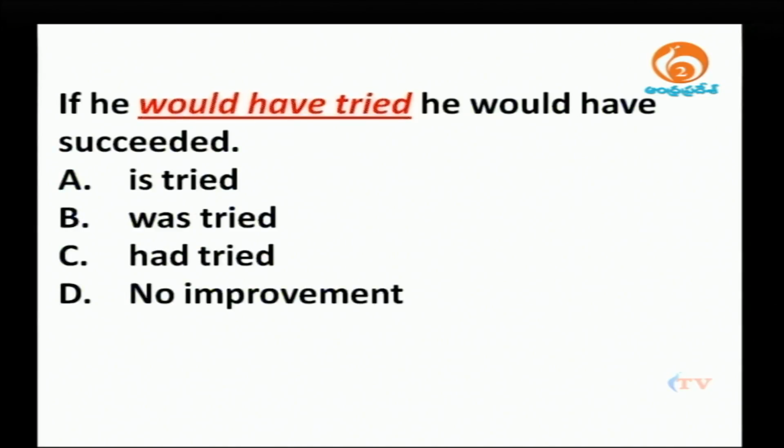If he would have tried, he would have succeeded. Option: if he is tried, no. If he was tried, no. If he had tried, he would have succeeded. So, read option C if it's fitting in. If it's not, then option D is the correct answer. Option A is not correct because is tried is wrong, was tried is wrong again. So, between option C and D, option C is correct. If he had tried, he would have succeeded.